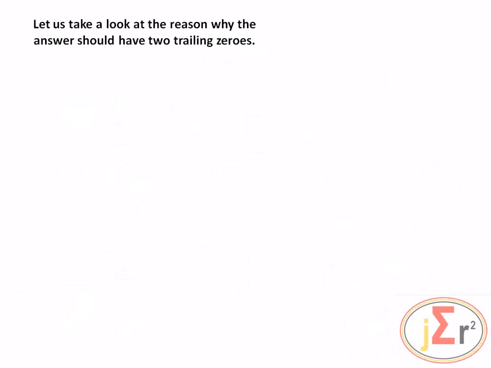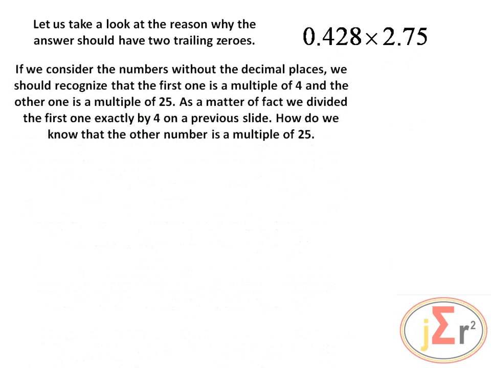Let us take a look at the reason why the answer should have 2 trailing zeros. We said that we would do that eventually, now we are doing it. There is the original problem: 0.428 multiplied by 2.75. If we consider the numbers without the decimal places, we should recognize that the first one is a multiple of 4 and the other one is a multiple of 25.